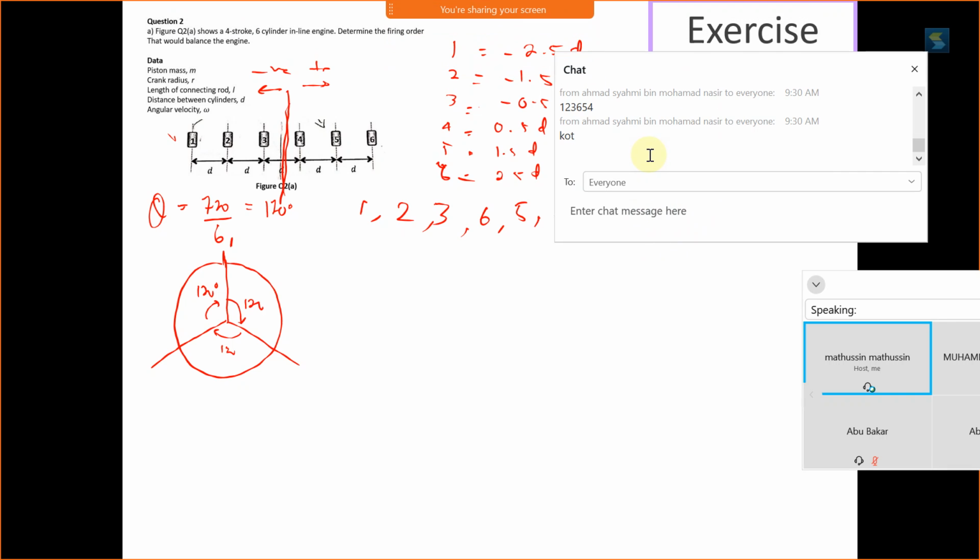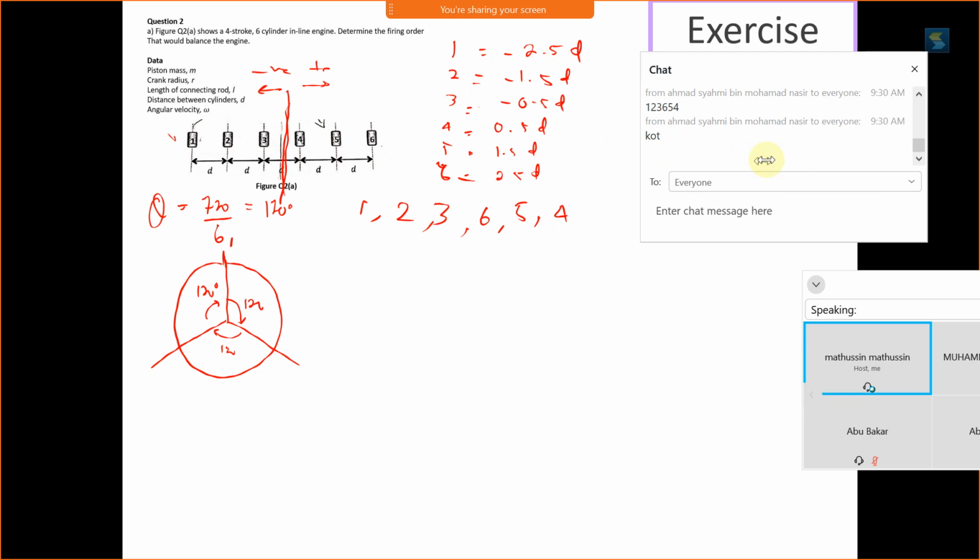Syami, cuba explain. Macam mana dapat 1, 2, 3 dan 5, 4 ni? Kawan-kawan nak tahu juga? Cuba beritahu. 1, 2, 3, 6, 5, 4.